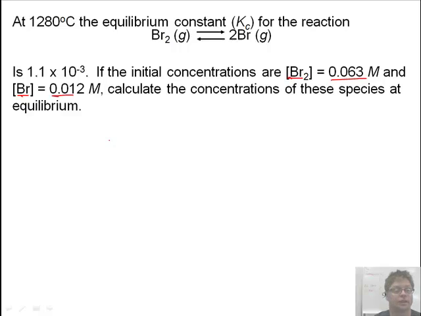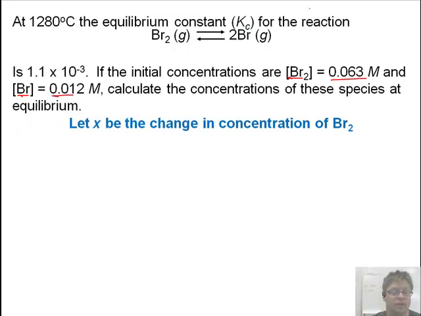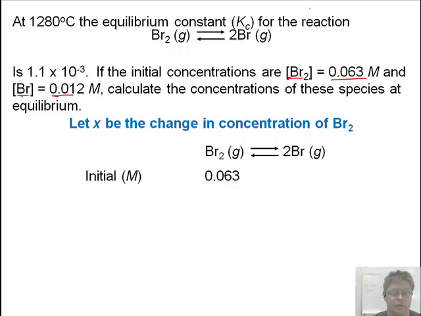So to calculate the concentrations of these species at equilibrium, what's the first step we need to do? Okay, first step, balance the equation. Is it balanced? Yes, it is. Next step is write our equilibrium expression. Third step here is choose a variable. Let X be the change in concentration of the Br2. So here's our Br2 going to 2Br. The initial molarities are given to us. So there's our initial 0.063 and our final 0.012.